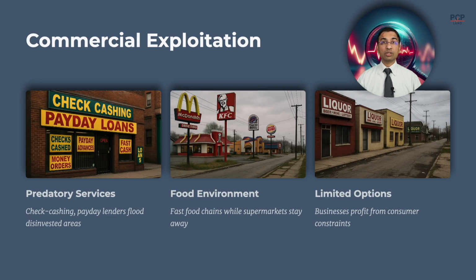Check cashing stores, liquor outlets, payday lenders, and unhealthy fast food chains flood these vulnerable neighborhoods while banks and supermarkets stay away. These commercial actors profit from limited consumer options, deepening health and financial harms. So if you're poor, your opportunities to break the cycle of poverty are becoming harder and harder.